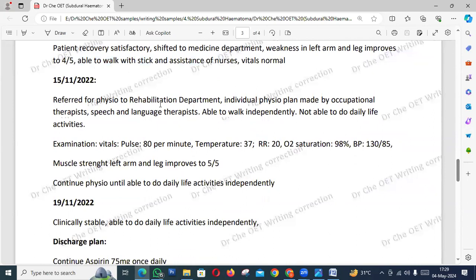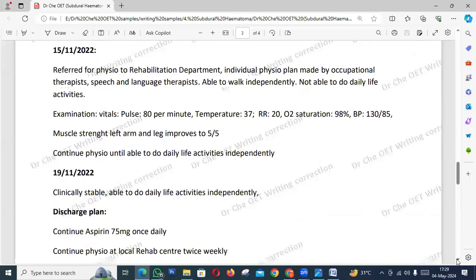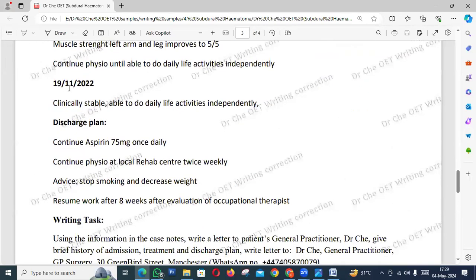to the rehabilitation department for physio. Individual physio plan made by occupational therapist, speech and language therapist. Patient was able to walk independently, not able to do daily life activities. Examination is given here, and strength is 5/5 now. Continue physio, unable to do daily activities independently. Then on 19th, patient is clinically stable, is able to do daily life activities independently.